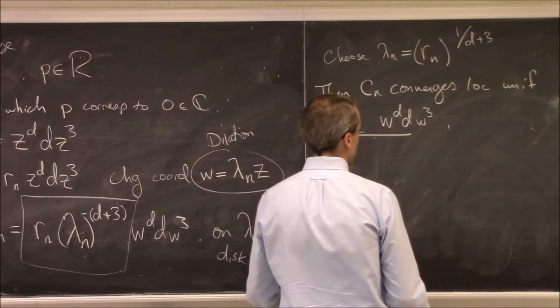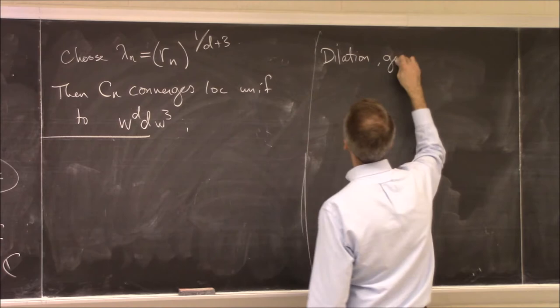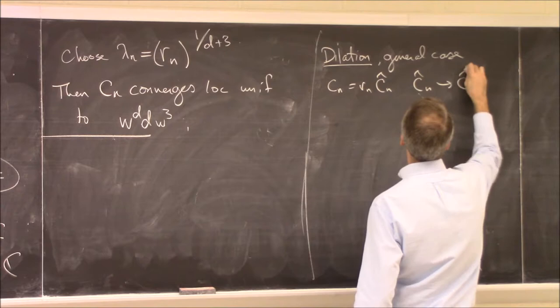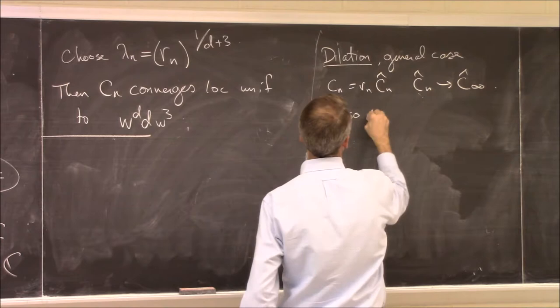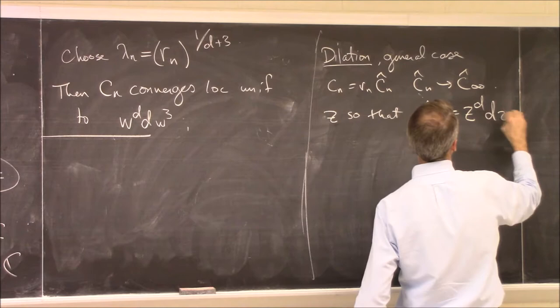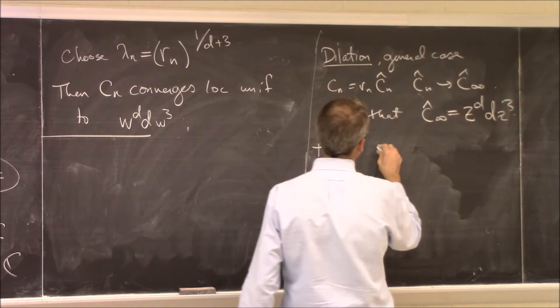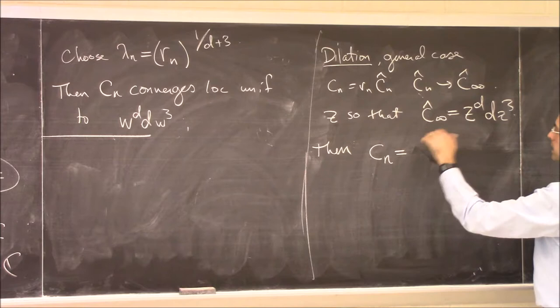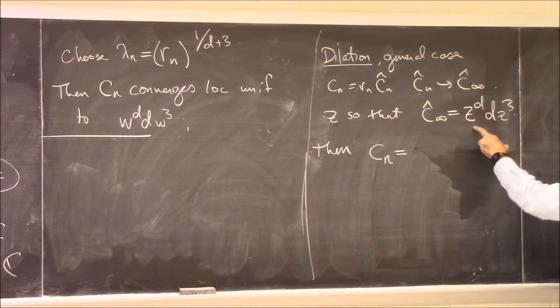So what happens in general? In general, you can play the same game, but you do what I wrote first. R_n c_n hat converges to c hat infinity, and you choose z so that the limit in the projective sense is expressed as z to the d dz cubed. Then how would you express c_n? Well, if we're willing to shrink our domain a little bit, then we know that c_n, which is a multiple of something close to c at infinity, will have d zeros near z equals 0. But they're not at the origin. They're just close to the origin.